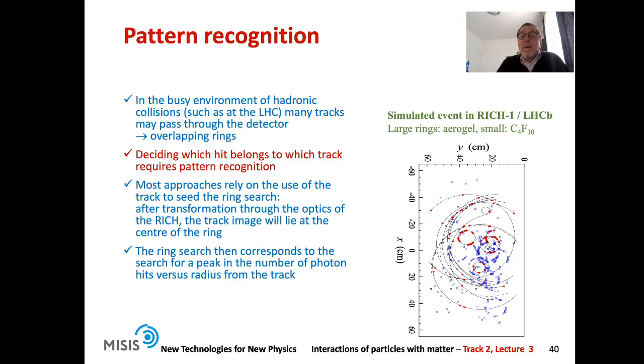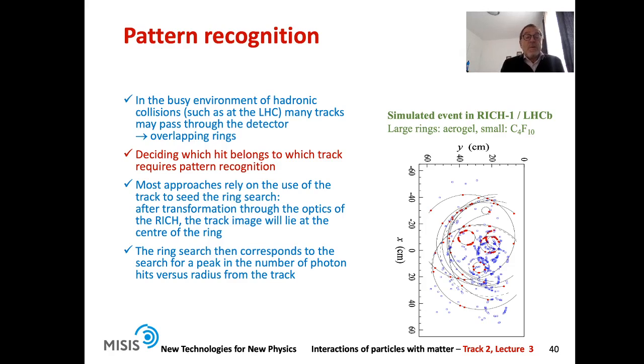And there are various rings because the LHCb RICH detector contains two radiators made of aerogel, which produce large rings, and small rings are produced in the second radiator filled with C4F10 gas.